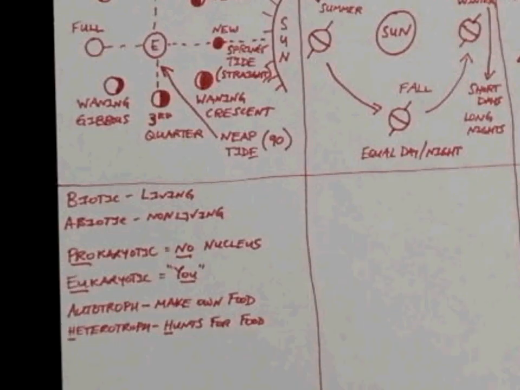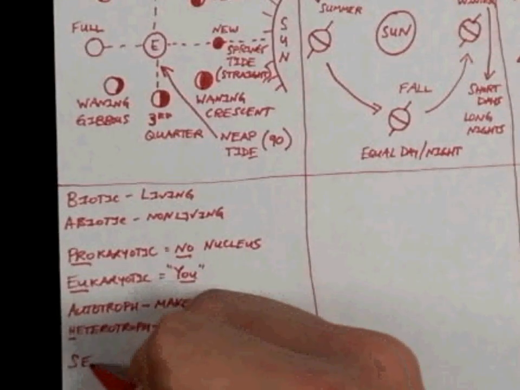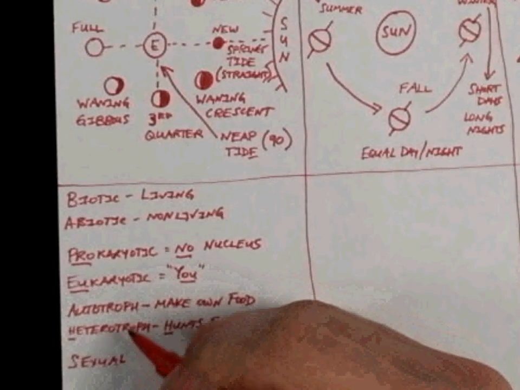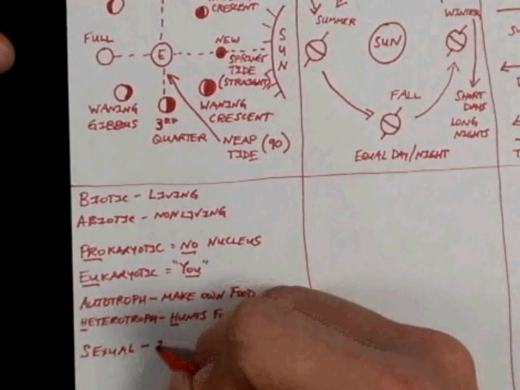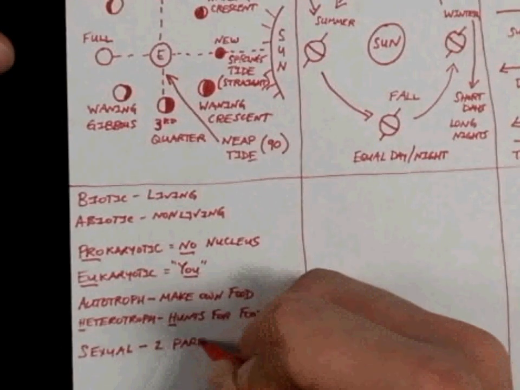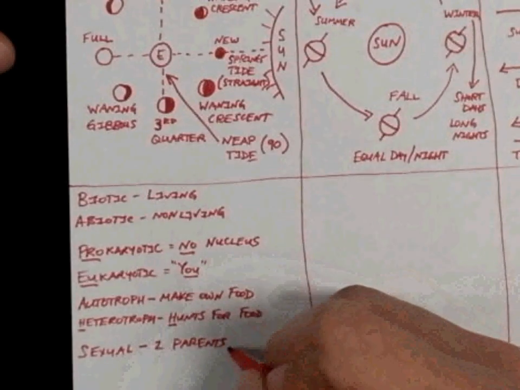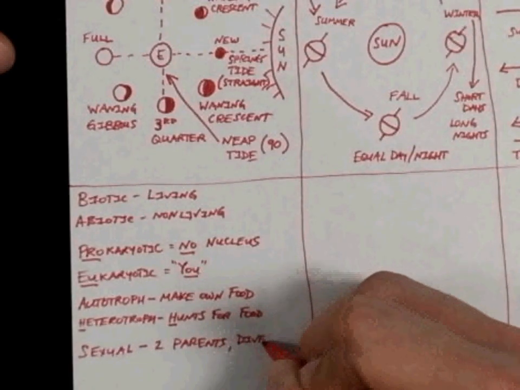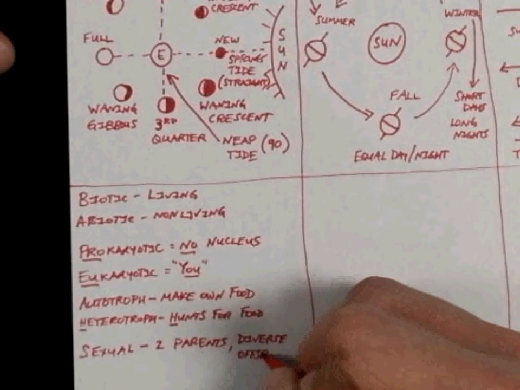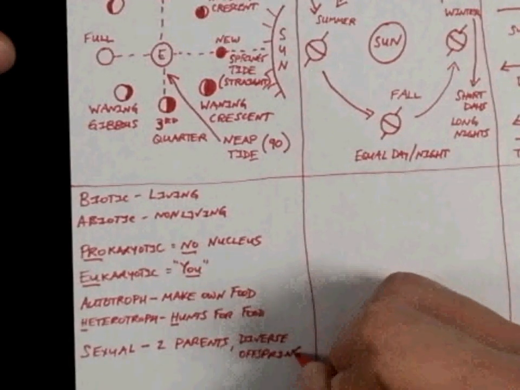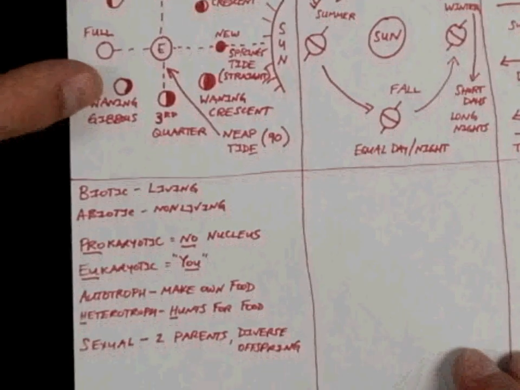All right, and then lastly I want to put sexual and asexual. This is a term we haven't heard in a while. Sexual has two parents, and they have diverse offspring. So think of your parents, and they had you. You are diverse. You look different than them, although you may look similar. You have different DNA, and you're diverse.